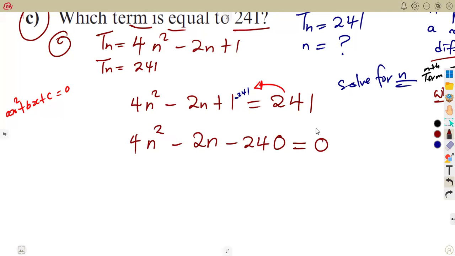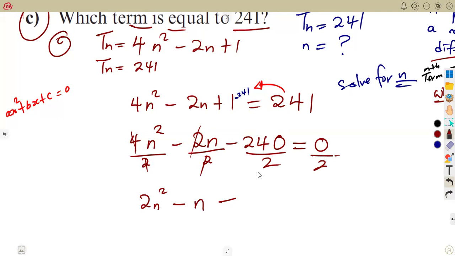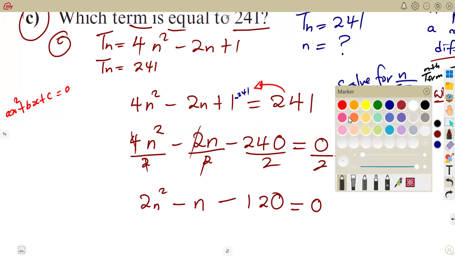As you are to solve your quadratic equation, we can reduce this one. We can see that 2 will be the highest common factor between the terms that we're given. So you can even try to reduce this one by 2 each. So we're going to have 2n squared minus n minus 120 equals 0. Right? So having this quadratic equation, we can use our quadratic formula.